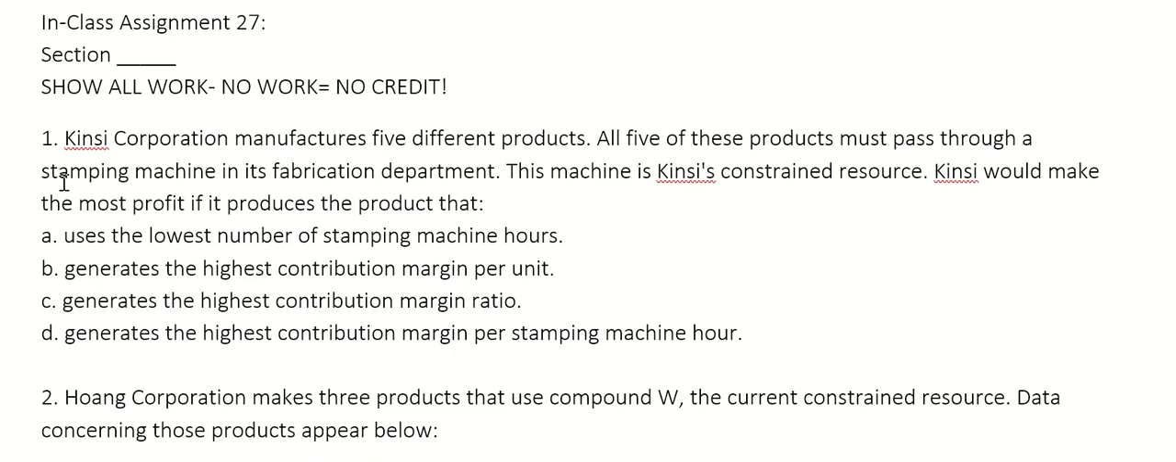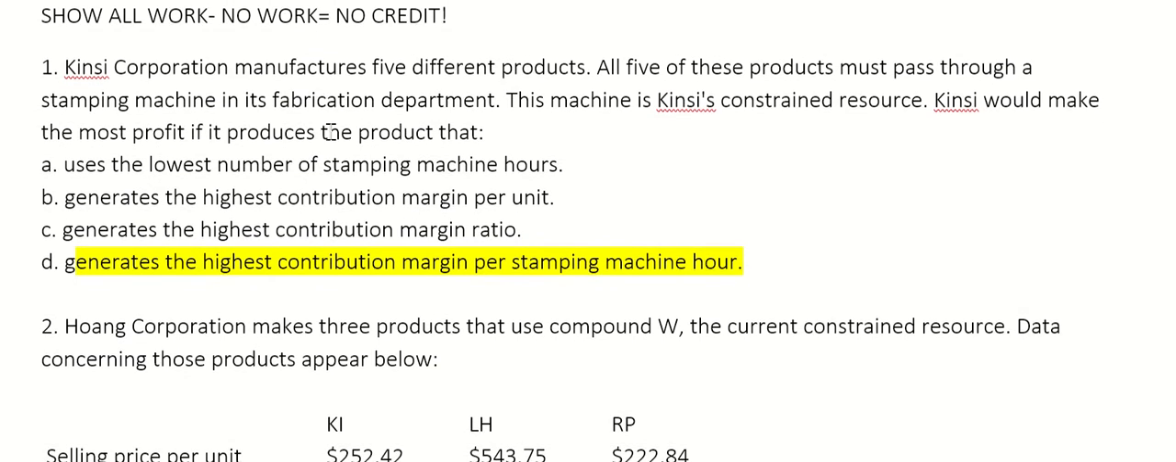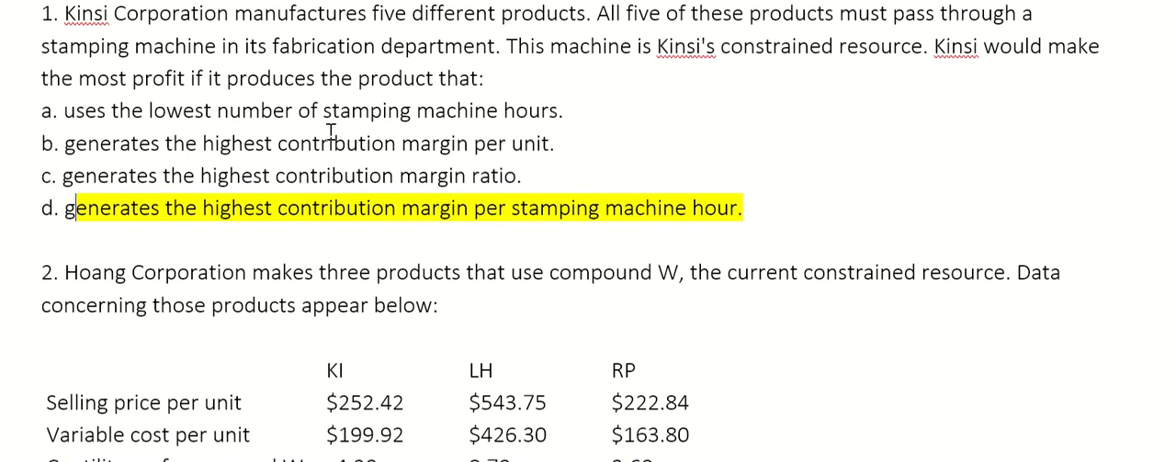Their constrained resource was that stamping machine. If you're branding, what is it? Your purses and your wallets and your larger bags and your shoes, whatever you're branding, right? So we wanted the highest contribution margin per stamping machine hour. That would give us our most profit.